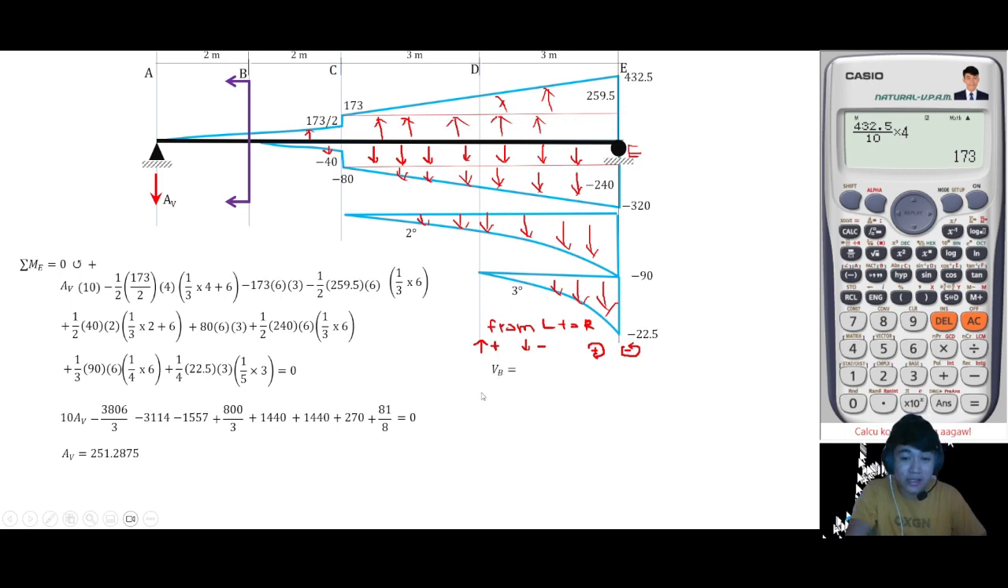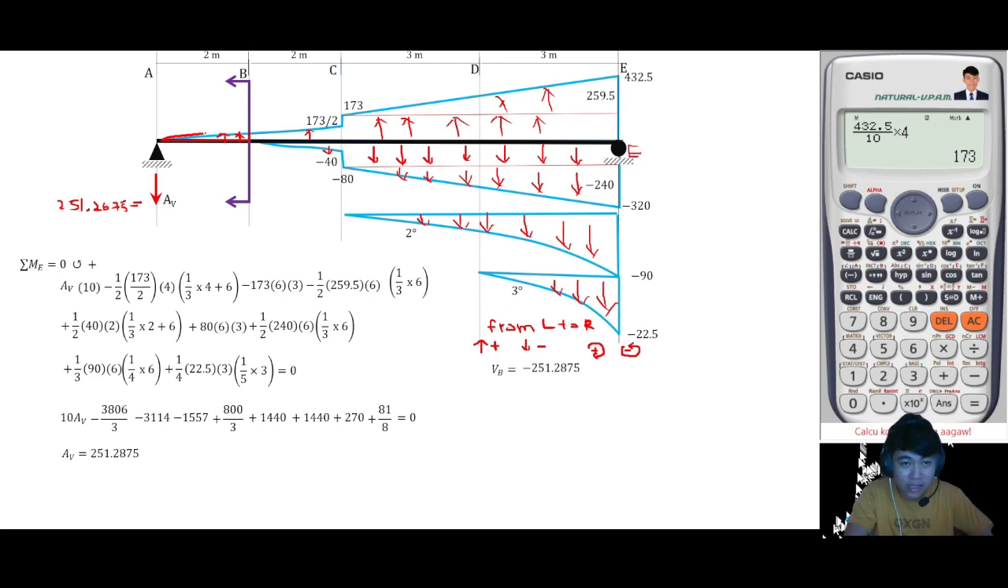For shear at B, let's calculate. Shear at B is, so we have downward force here. So that is negative 251.2875. So this is 251.2875 downward. Okay, then we have triangular load. This is upward load. Again, this triangular load is upward.